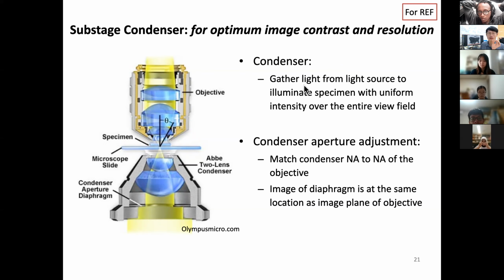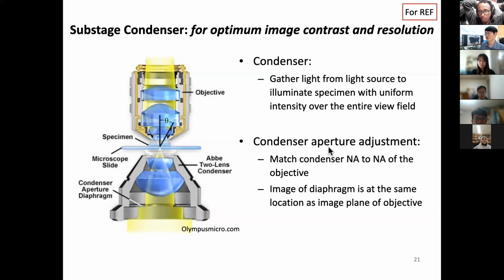So the condenser is really like, with high magnification, you are really seeing a very tiny, small area of your sample. So you need to bring enough light. So gather light from the light source to illuminate the specimen. You don't focus your light onto your sample. You want to have uniform intensity over the entire view field. What that means, remember last class we discussed Köhler illumination, because you want to uniformly illuminate your sample.